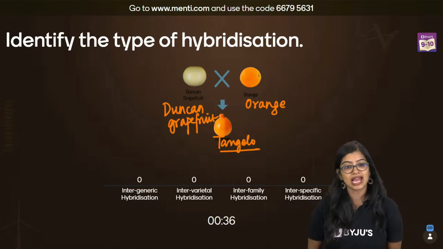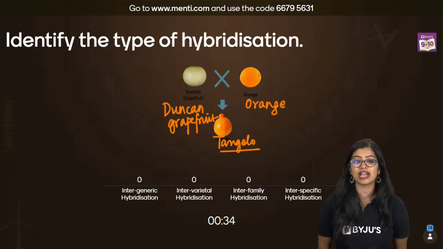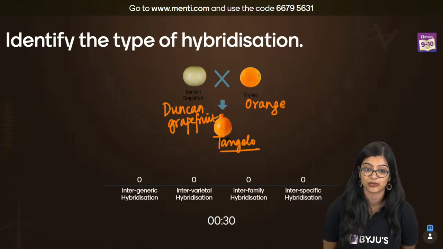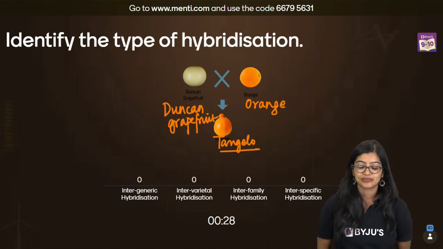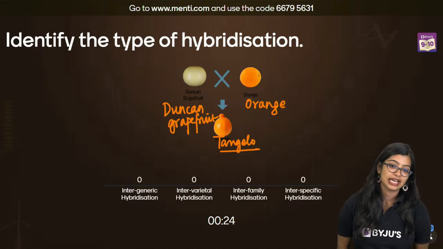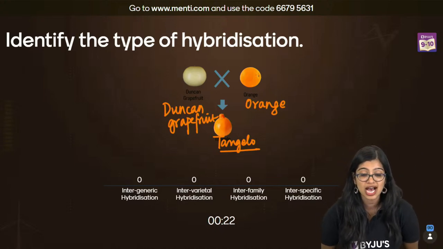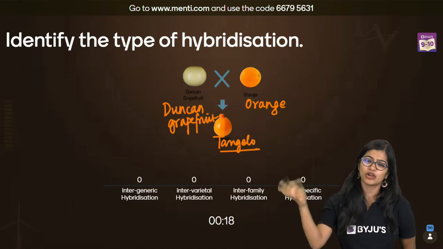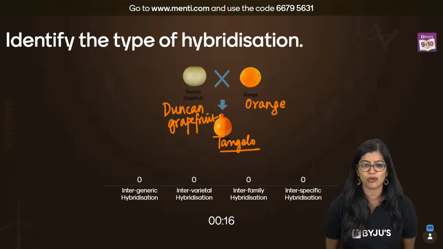For those of you who have been very regular to my class, you will be able to identify this very easily because I have used this example multiple number of times. What is the example? Is it intervarietal? Interspecific. Yes, you can join, but I think I'm almost through question number 48. But you can join for the last two questions. Not a problem at all.